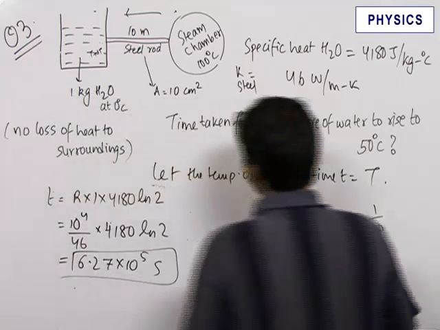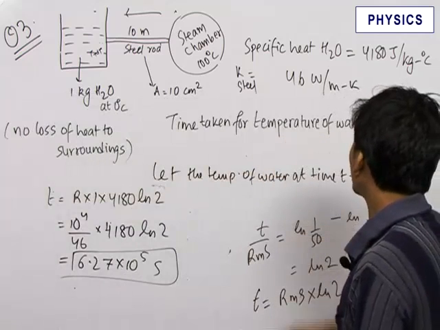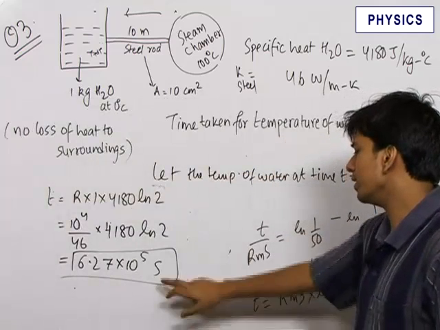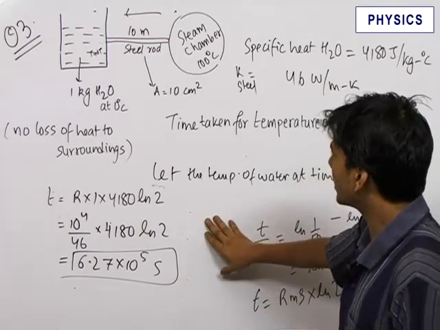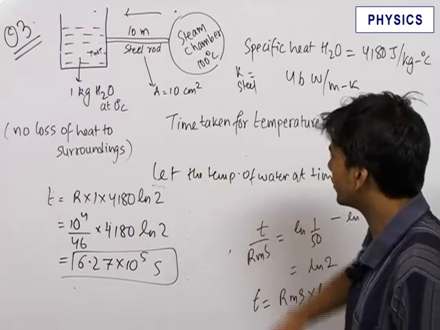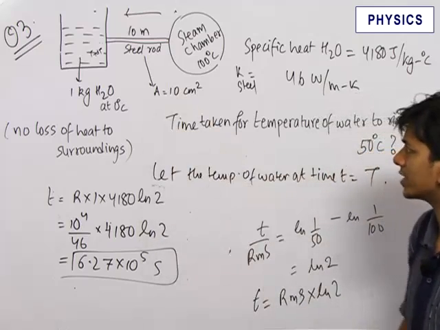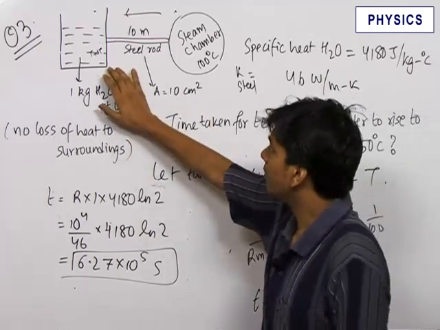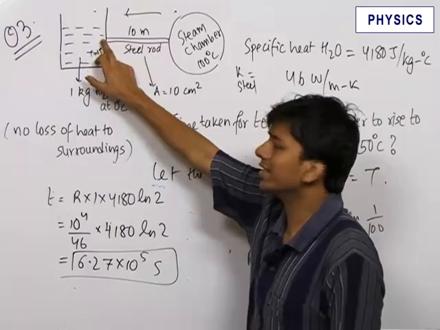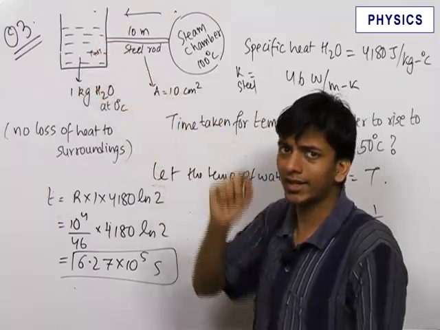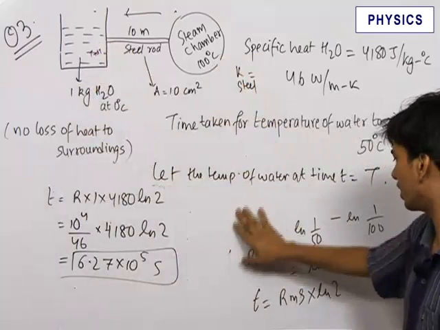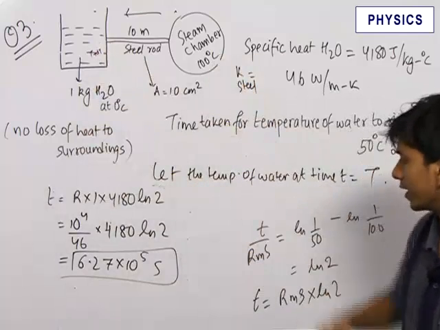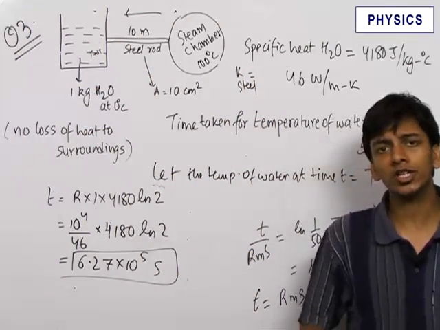So the final answer for the time taken for the temperature of water to rise to 50 degrees Celsius comes out to be 6.27 into 10 raised to power 5 seconds. The important thing which you should have noted down in this question is that we have to integrate, because the temperature at this end is keeping on changing, so that heat current is not constant. Therefore, we integrate to find out the change in temperature corresponding to the heat current. So final answer is 6.27 into 10 raised to 5 seconds.